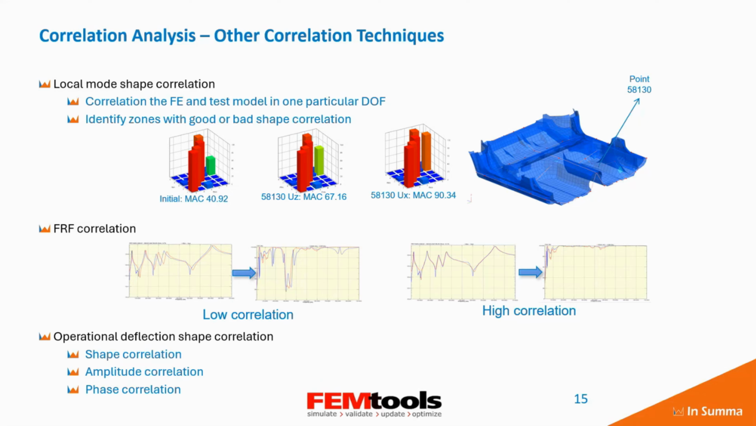Aside from that, we also have FRF correlation, where we compare directly the FRFs computed from our FE model with the FRFs that we derive from our test model. And then we can see whether they are in agreement with each other, so whether they have low correlation or high correlation, when those two curves are close to each other. We also have operational deflection shape correlation, where we can do all types of things such as shape correlation, amplitude correlation, and phase correlation. But that is a bit outside the scope of today's talk, so I will not comment further on it.